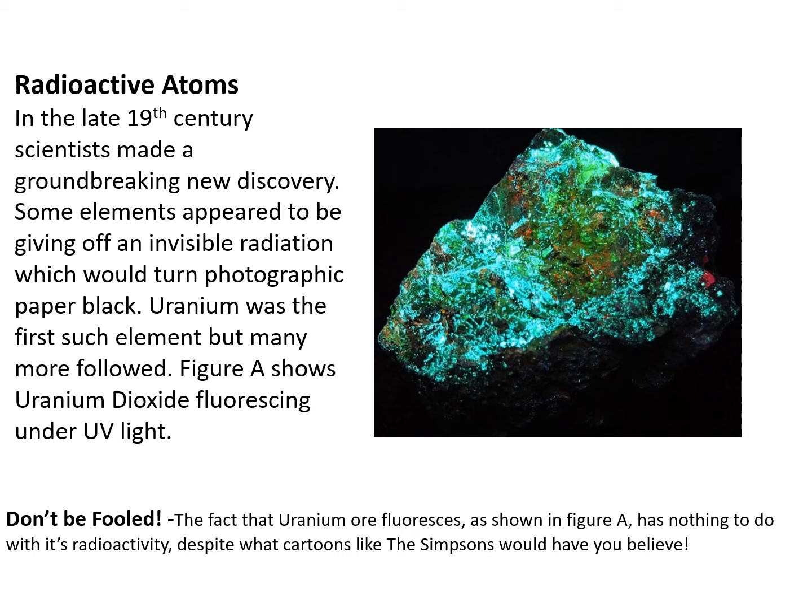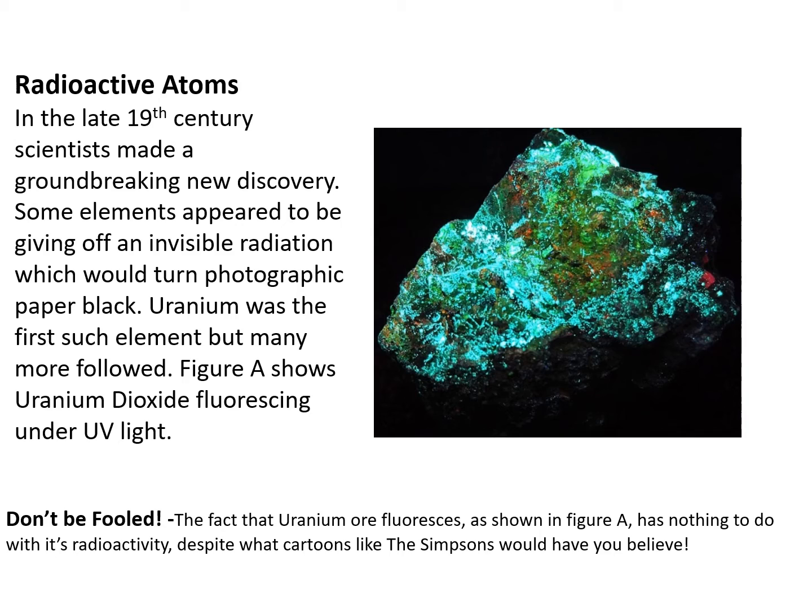So in the late 19th century, scientists made a groundbreaking new discovery. Some elements appeared to be giving off an invisible radiation, which would turn photographic paper black. Uranium was the first such element, but many more followed. Figure A shows uranium dioxide fluorescing under UV light.